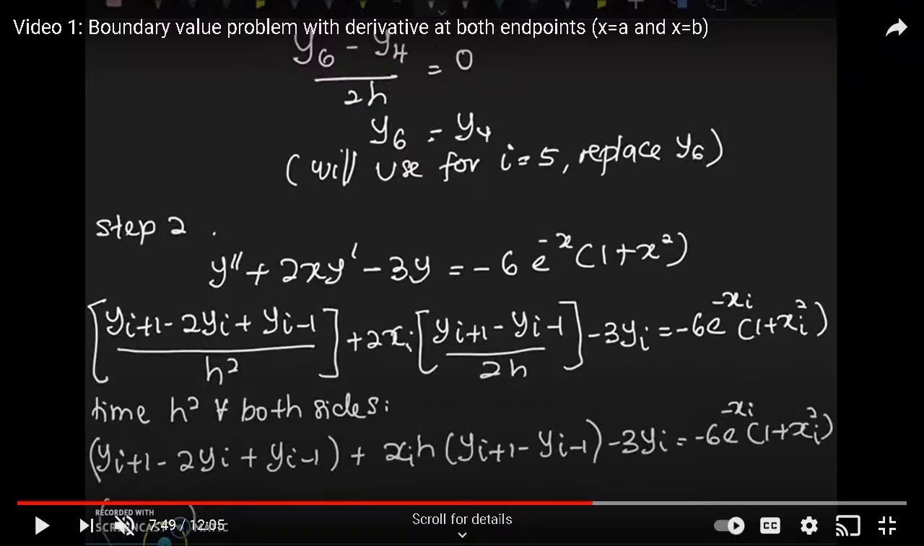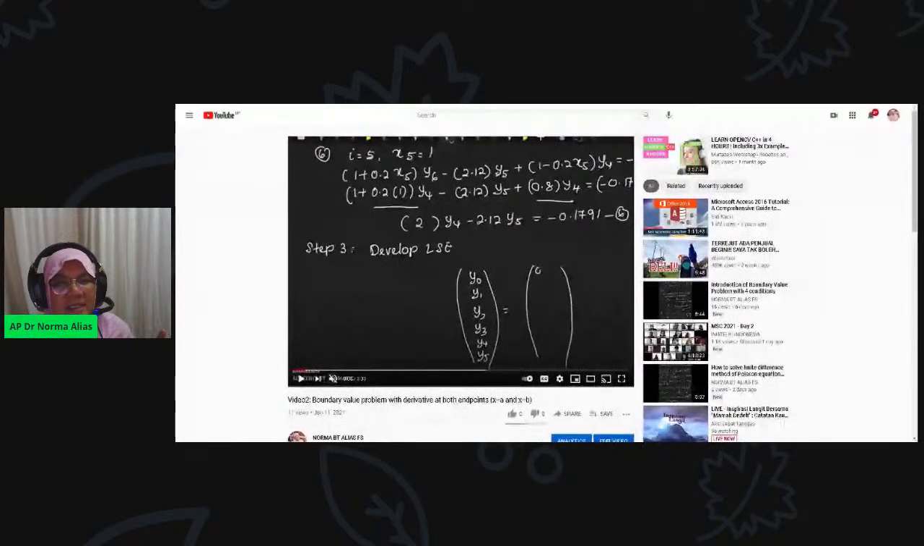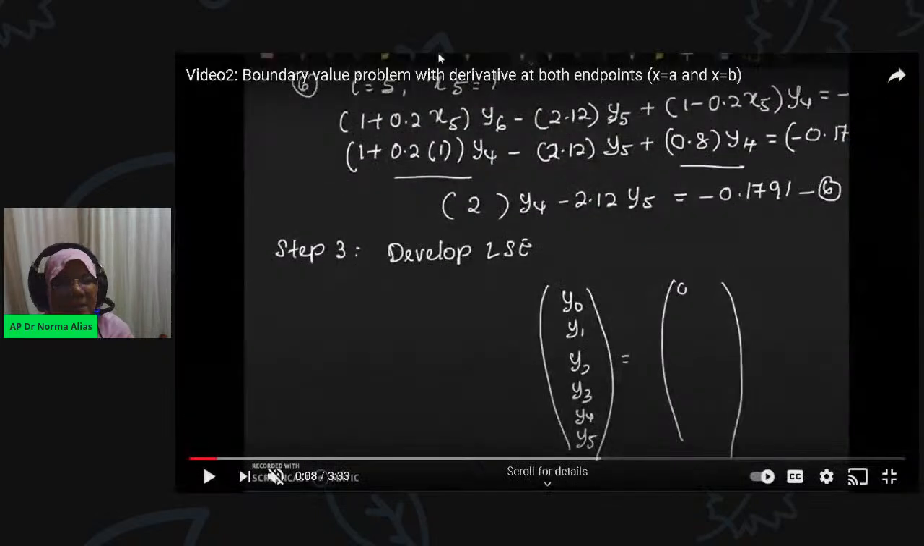All right. So now I want to continue. How to find the linear system of this matrix? It's a 6 by 6 matrix. You can see here, 0, 1, 2, 3, 4, 5. 6 times 6. So why? Because of the derivative at the corners and the derivative at the last corner.